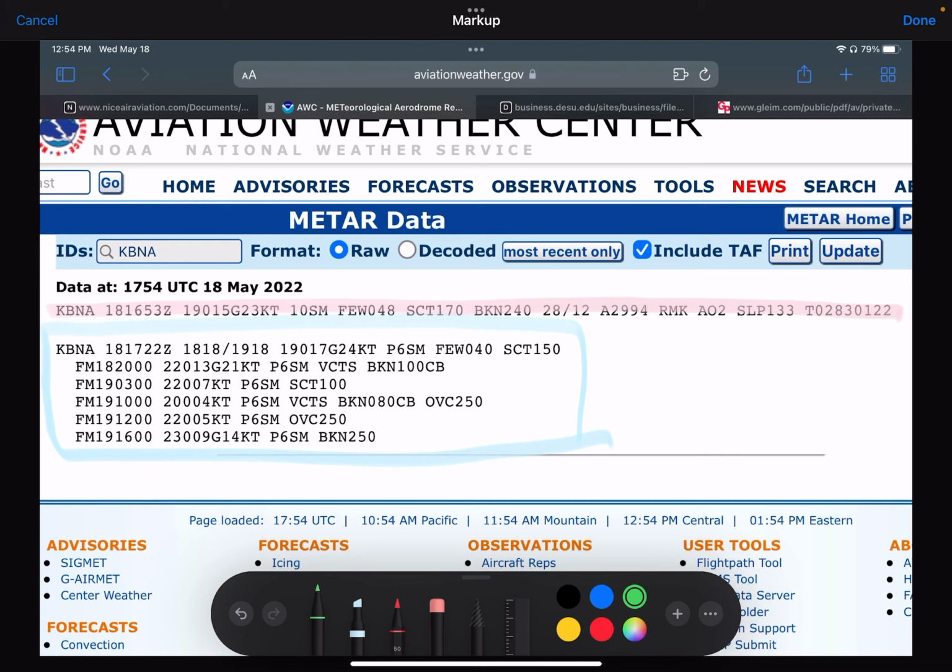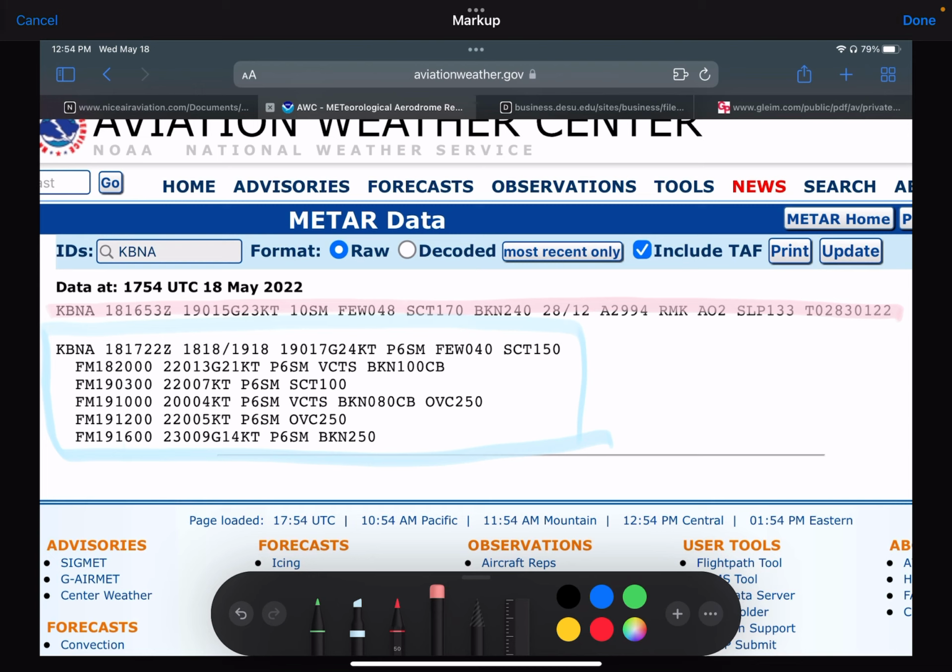So we've got KBNA, our airport identifier, Nashville International, 18th day of the month, 1653 Zulu. And our winds are 190 at 15, gusting 23 knots, 10 statute miles of visibility. And then we've got some interesting clouds over here. Not super interesting, but definitely a little bit more than KJWN. We've got few clouds at 4,800 feet, scattered clouds at 17,000 feet, broken clouds at 24,000 feet.